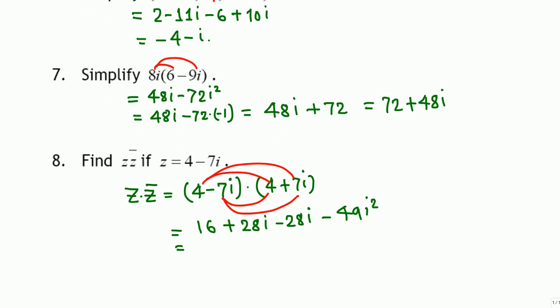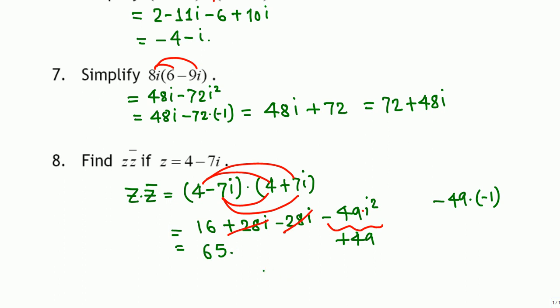In the middle we have a cancellation, positive 28i, negative 28i, and what we're going to get here is i squared, which is negative 1. So negative 49 times negative 1, negative times negative, positive 49. So this term is in fact positive 49 and we have 16. So we just add, we get 65.